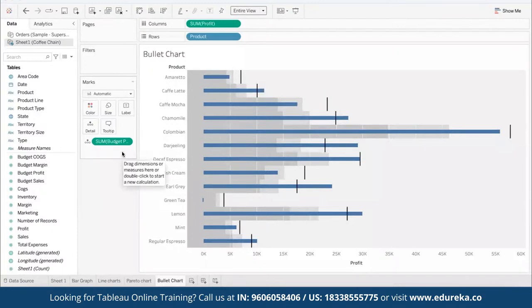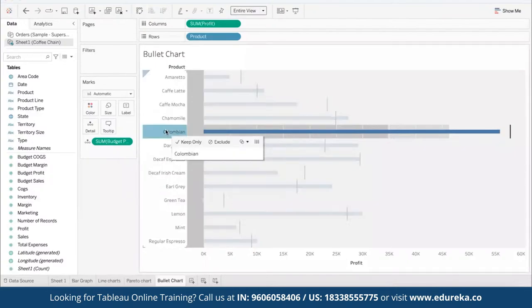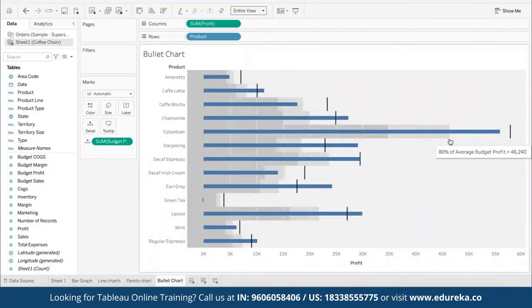Now, if you look at this product, it went above the 60% mark. It went above the 80% mark also. But it failed to reach the goal by a small margin. So it's doing well. 80% of the expectation it reached. Unlike Amaretto, it could not reach even 80% of the expectation, right? This managed, but it missed the target by a small margin.